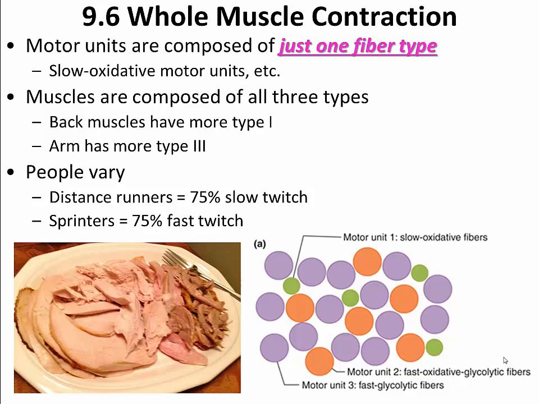And so it's in the breast muscle that we find primarily type 2 and especially type 3 fast glycolytic fiber motor units. And so that means that when we look at turkey meat, the muscle that comes from the breast appears white.